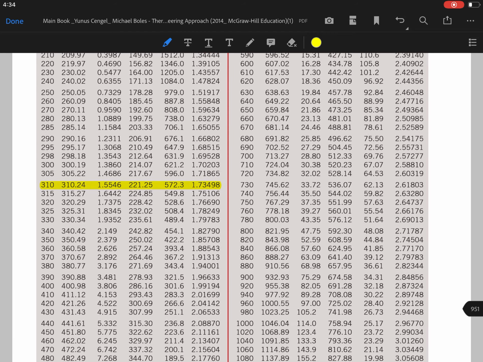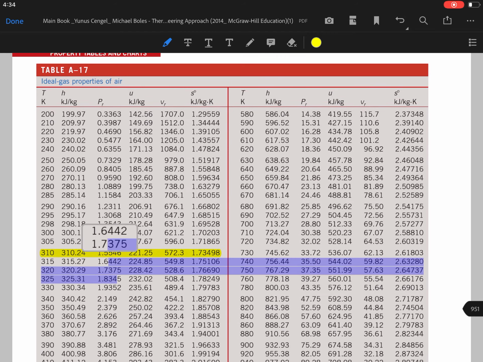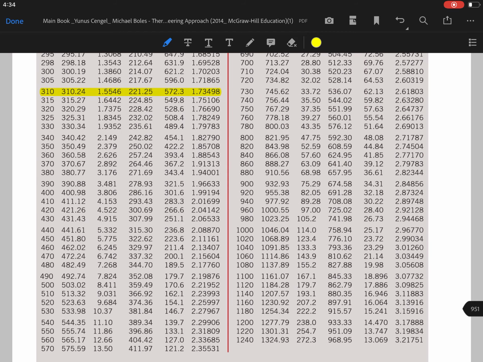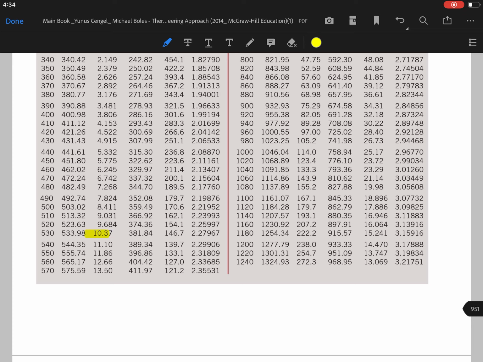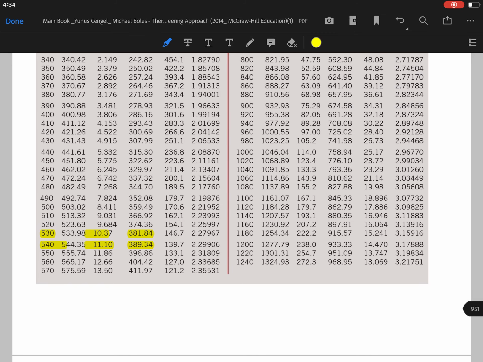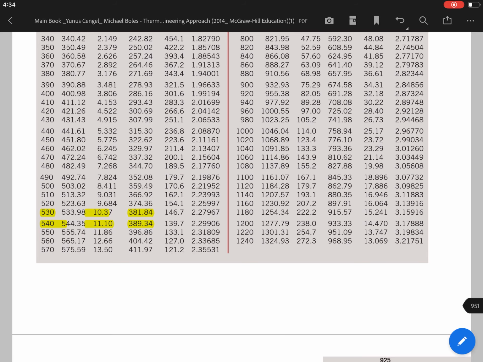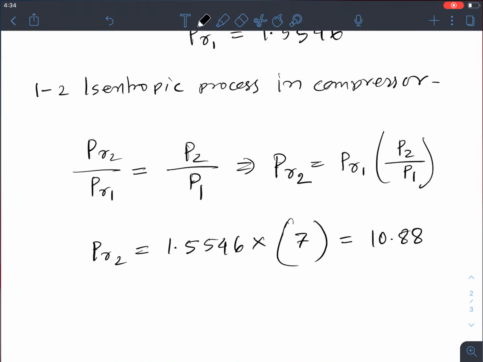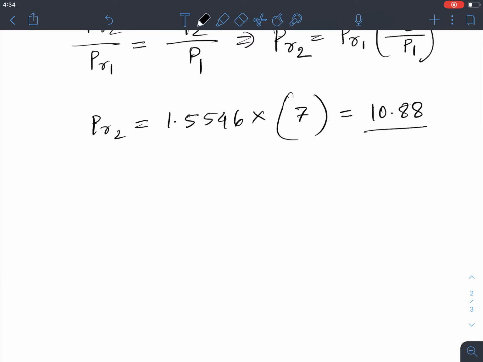Okay, now let's go back to the table A17. So now we have the relative pressure 10.88, right? So I'm looking at this line. The 10.88 is in between this number and this number, right? So if I do the interpolation in between these two, then I can determine the temperature and also the enthalpy, right? So enthalpy will also be in between these two lines.